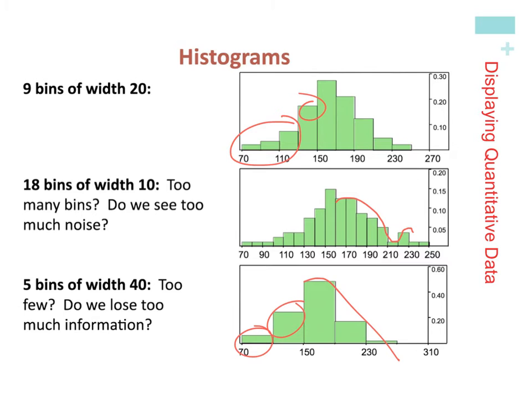So that is some of the decisions, because you get to choose how big you want the width of your bin. And so how you choose that can definitely impact what your histogram looks like.